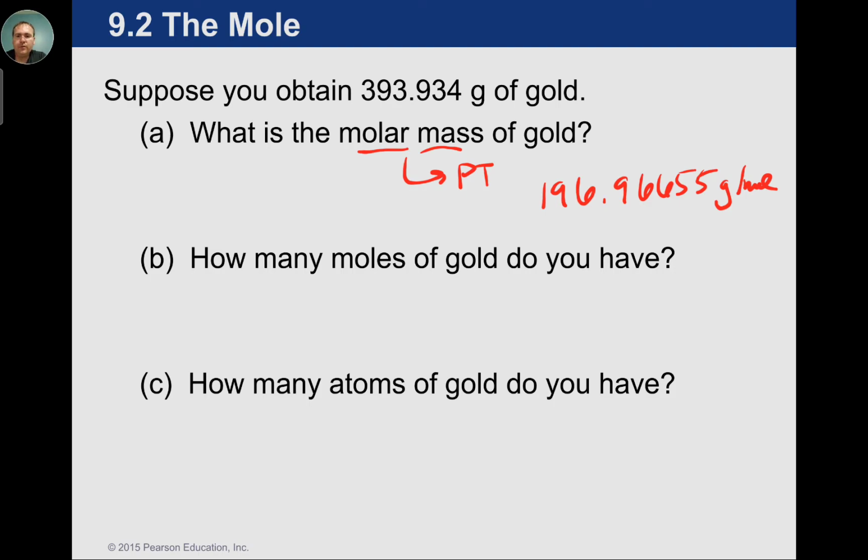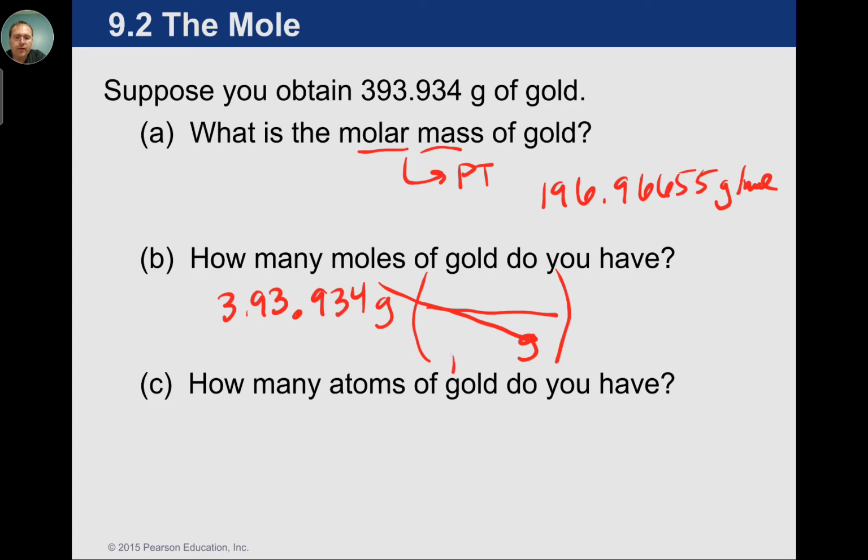Well, then you take that number and you say, well, if I have 393.934 grams, I'm going to have to get rid of grams. And in order to get rid of grams, we're going to put it on the bottom. And that's exactly where that number from the periodic table goes. It goes right here. So we'll bring that down. 196.967, we'll say. And that's per 1 mole. And it turns out when you divide those, you get about 2. So we had about double.